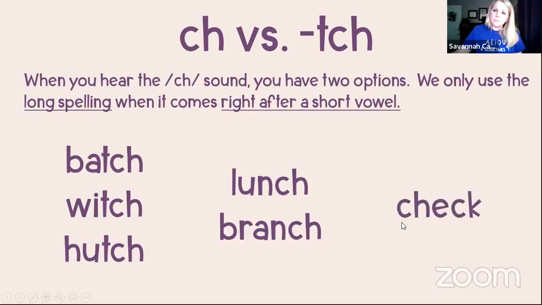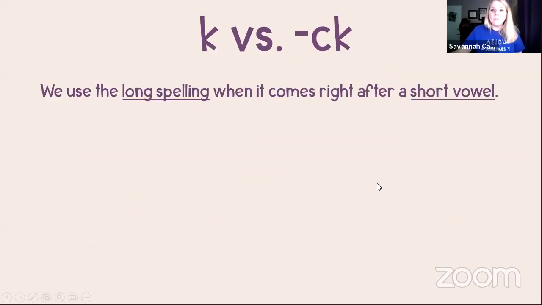And this is also a good place to point out that CH is the only one that can be at the beginning of a word. So TCH has to come after a short vowel. So if you hear a ch sound in the beginning, you only have one option. So CH versus TCH, we use the long spelling when it comes right after a short vowel. Now, what is great is we have the exact same rule for k.